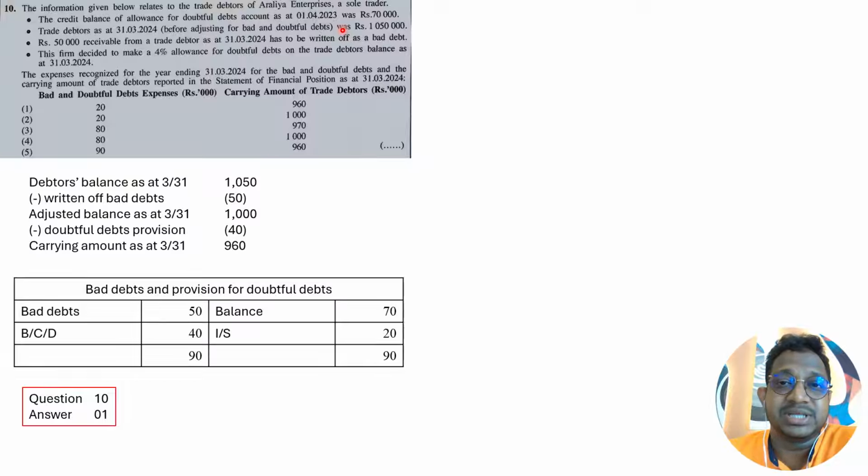So when you're adjusting that over provision, what you should do is minus that over provision from the distribution expenses, right? So the total bad debts is 50, and there is an over provision that came from the last year, 30. So the net expense of bad and doubtful debts is 20.